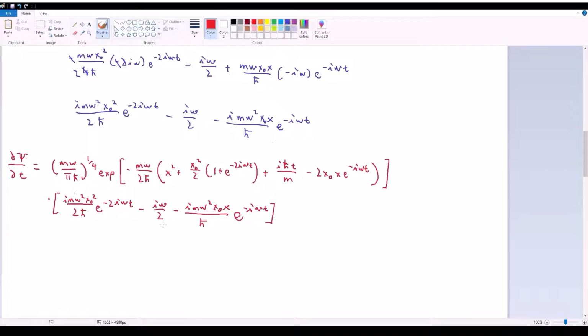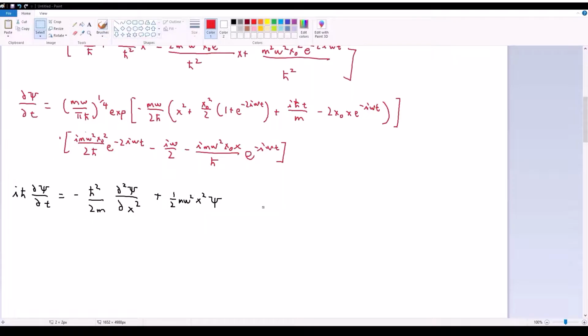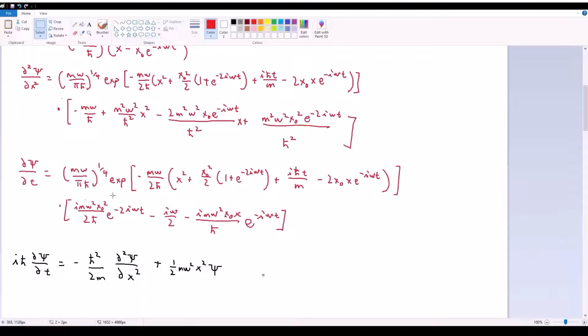And let me just double check that that is in fact correct. Minus i m omega squared x naught x over h bar e to the negative i omega t, and then i m omega squared x naught squared e to the negative 2i omega t over 2 h bar. Yeah, okay, that's correct. And so we've finished these 3 derivatives. Now we can plug them into the Schrodinger equation. Okay, so now we actually have to verify that both sides of this equation evaluate to the same result.